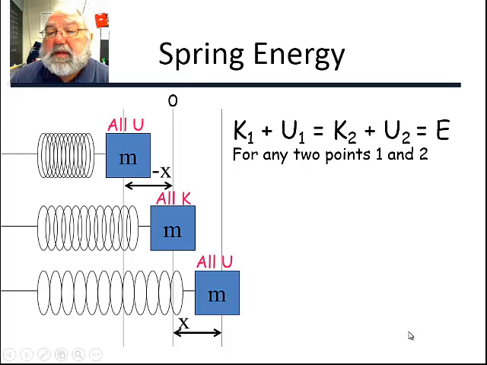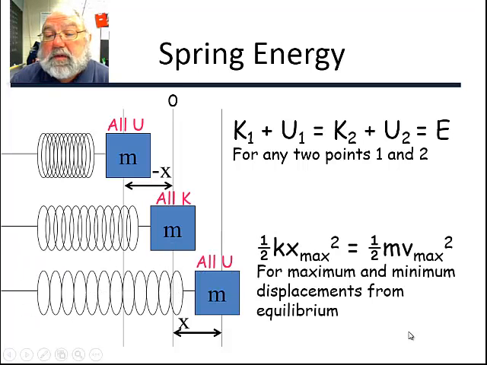Okay, so there's the equation. The mechanical energy is a constant. The sum of kinetic and potential at one point is equal to the sum of kinetic and potential at any other point. Okay, so if we look at the maximum potential energy, that's equal to the maximum kinetic energy. They occur at different points. Maximum potential occurs when it's fully compressed or extended, and maximum kinetic occurs at the equilibrium point.